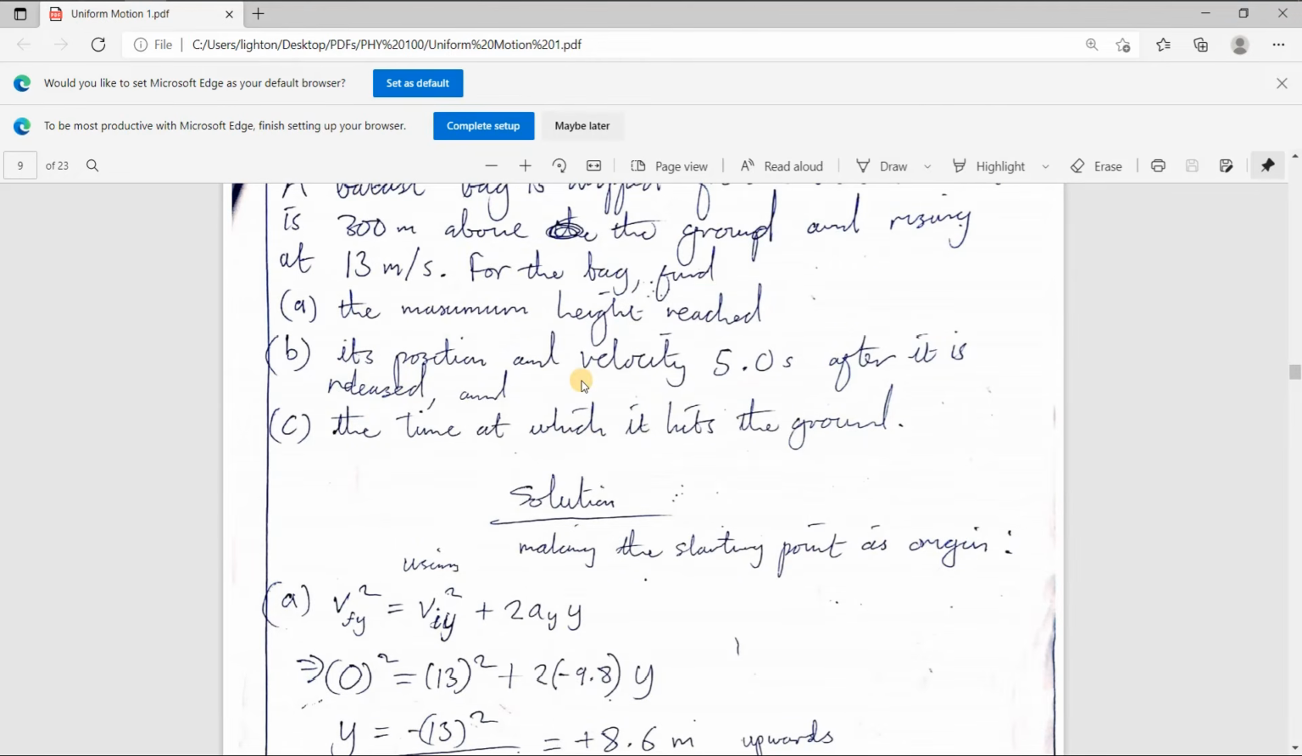Now let's find the maximum height reached by this bag. To find the maximum height, we know that height is measured in the vertical axis. That is what we use. Now we'll use one of the equations of motion, which will help us easily find the height, which is v squared is equal to vi squared plus 2ay.